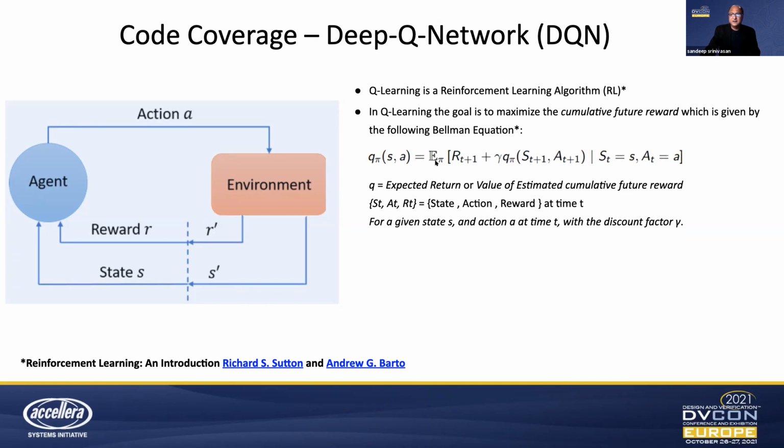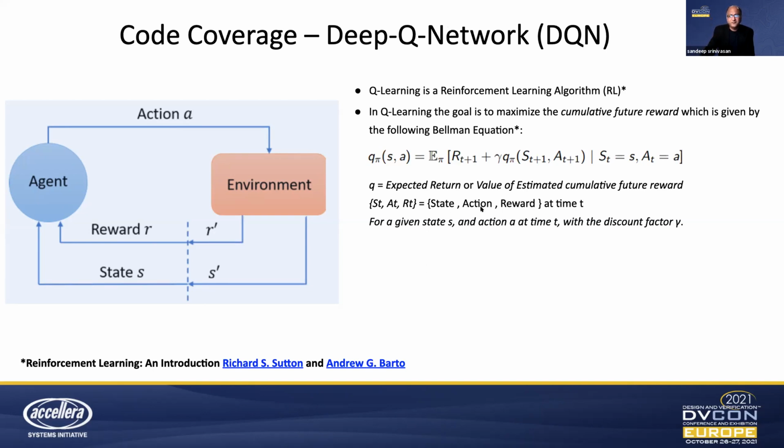where the state and action depends on the cumulative future reward, and our goal is to maximize the cumulative future reward. Now, the Q value is also called expected return, or the value of estimated cumulative future reward. You'll notice there's this factor gamma here, which is known as a discount factor. And the discount factor essentially discounts some of the future estimated reward, because we can never actually truly predict what a future reward might be.